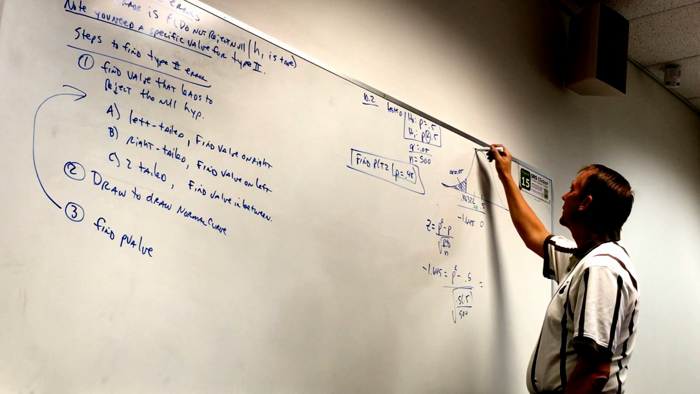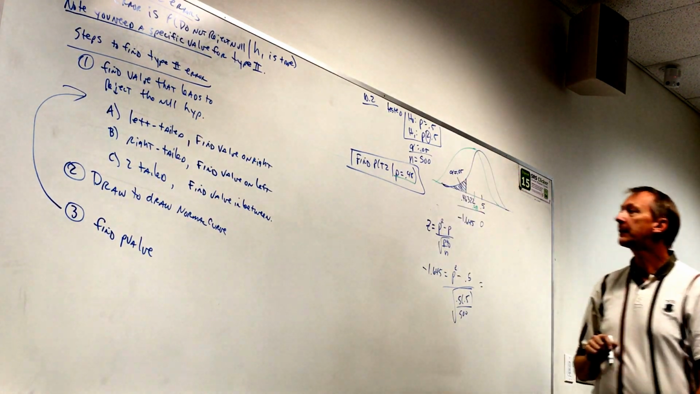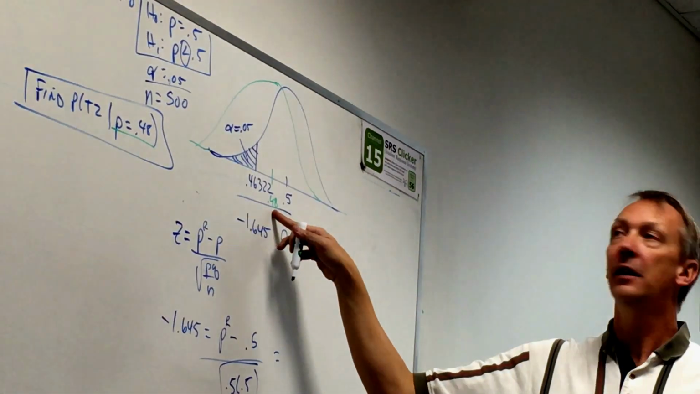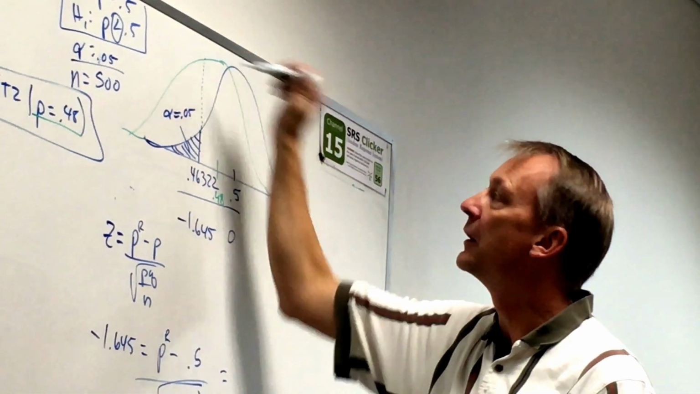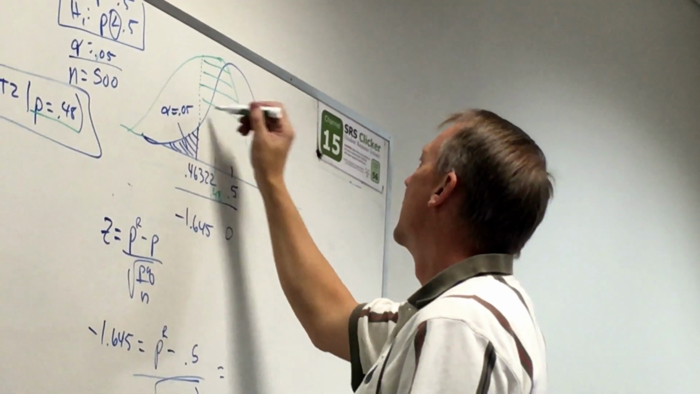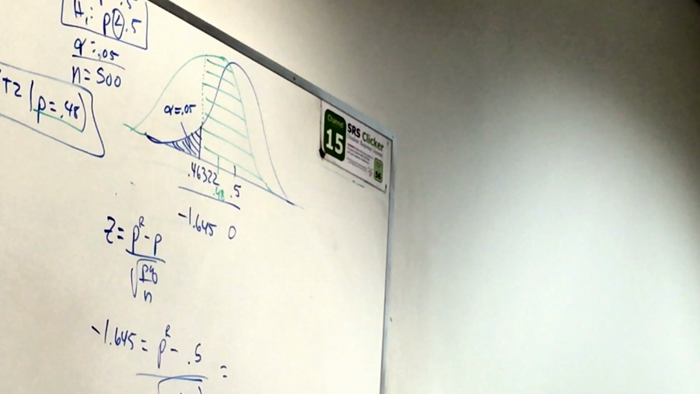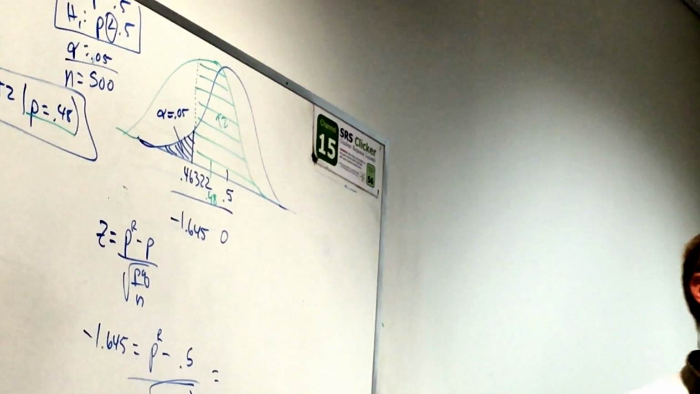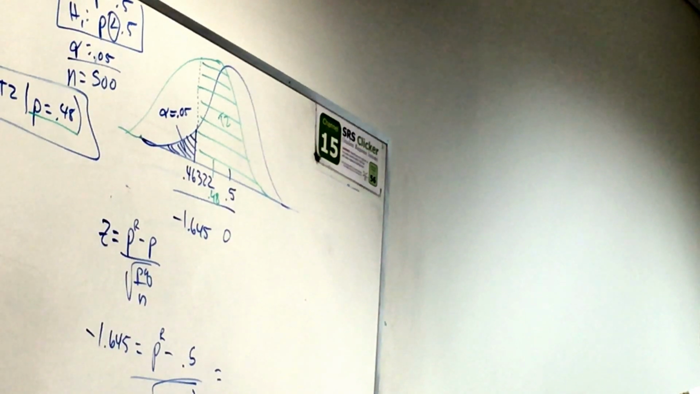I'm going to draw a new normal curve here. In this case, the mean of my new normal curve is 0.48. I'm going to extend this line up. This is my rejection region up to here. Now I want to find this area, the green area. Does that make sense? This is my type 2 error.